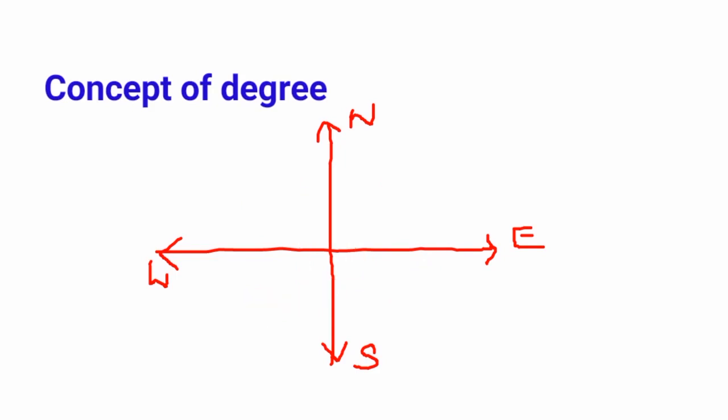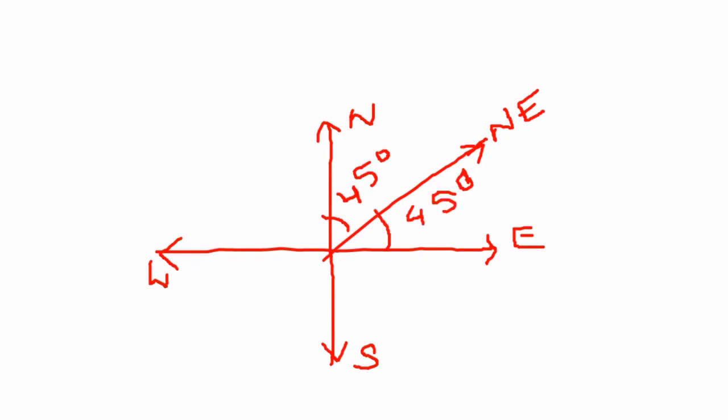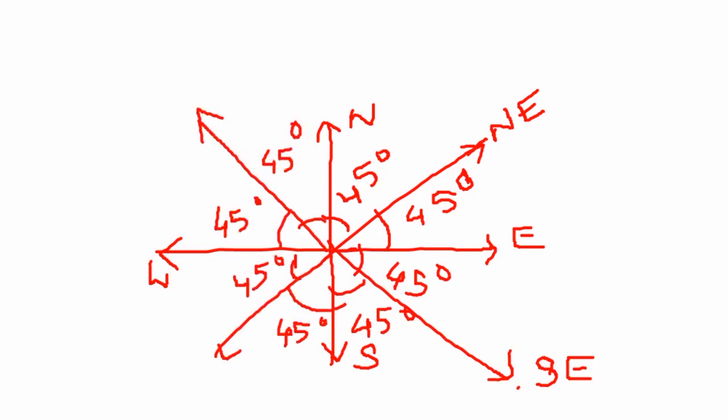In between two main directions we have the cardinal direction. Angle between the main direction and the cardinal direction is 45 degrees. That is, angle between north and northeast is 45 degree. Northeast and east is 45 degree. Similarly, angle between east and southeast is 45 degree. Southeast and south is 45 degree. In the same way, you can mark the other angles also.